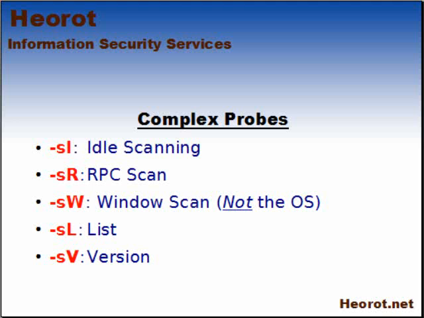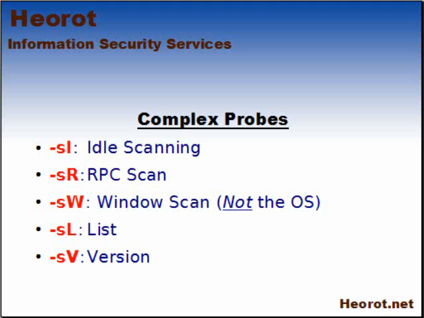The -sR RPC scan tries to find information about a server using the RPC protocol, which is a service that provides detailed information about available services on a system, including version numbers. This often is unreliable simply because RPC is often turned off in order to hide the server from malicious probes.